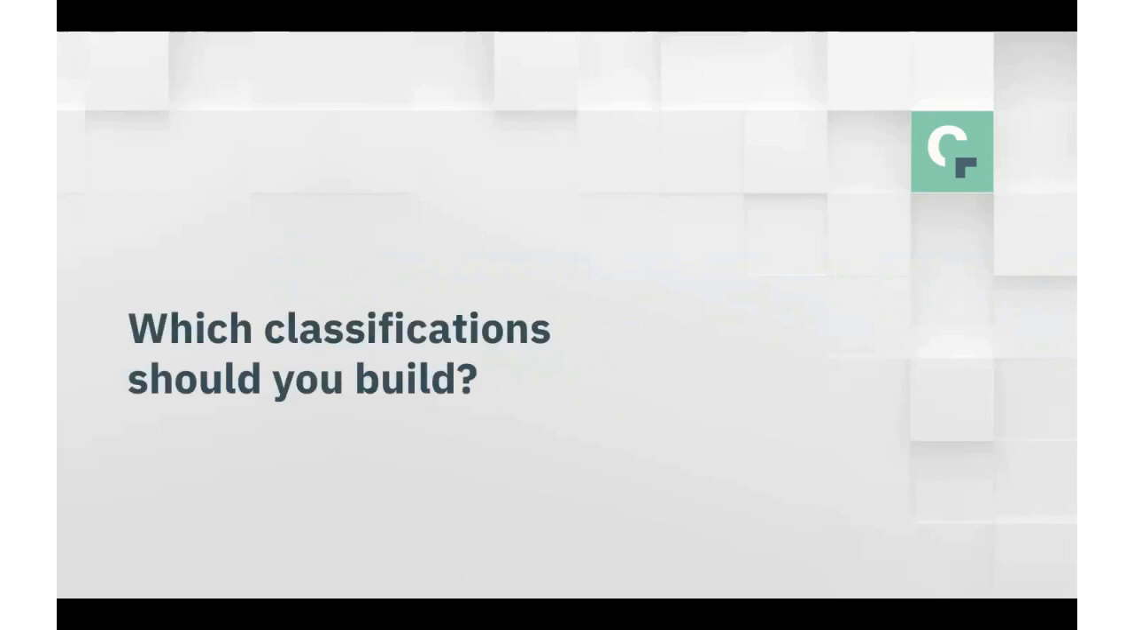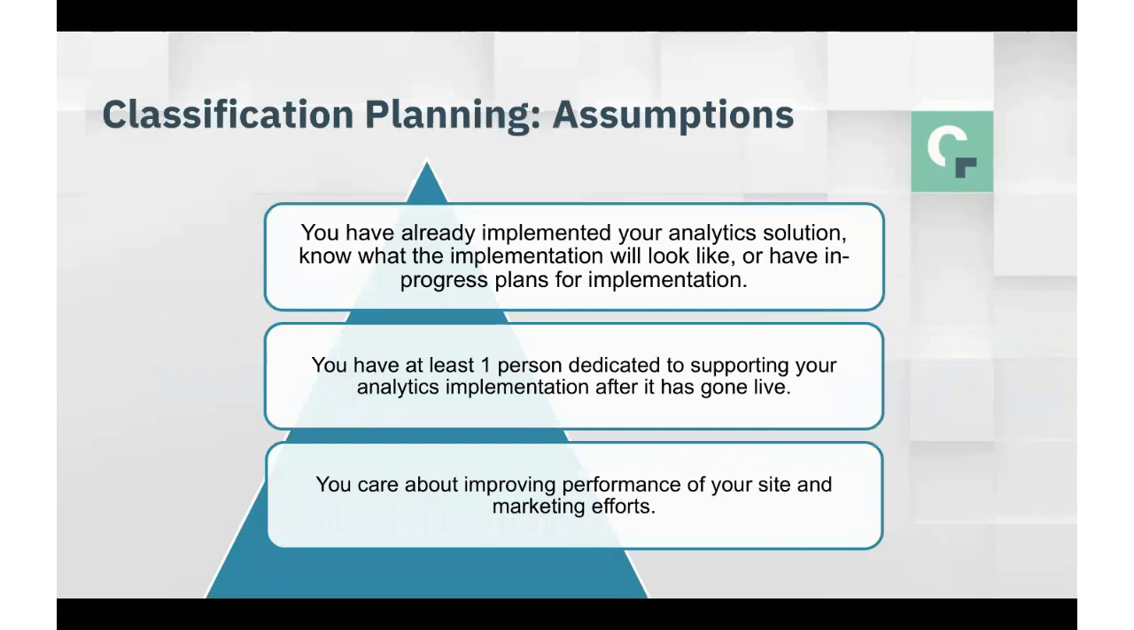So first of all, which classifications should you build? That's the question that you'll be faced with when you first implement them, or you're going through a re-implementation or initial implementation of Adobe Analytics. Before we get into the details on that, I want to make a few assumptions. One is that you already have an Adobe Analytics implementation, you know what it will look like, or you're in progress with plans for an implementation. This will be applicable to Google Analytics and Adobe Analytics at some level, but a lot of the terminology that I use will be Adobe Analytics specific in this session.